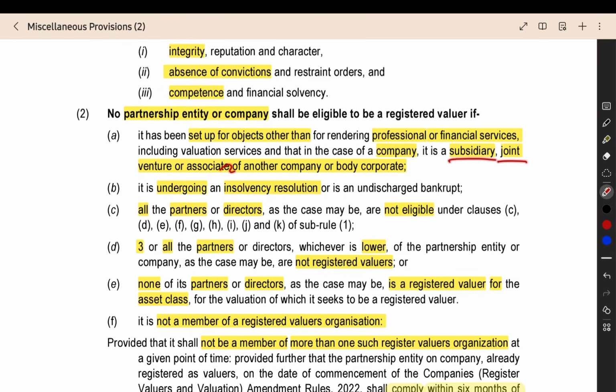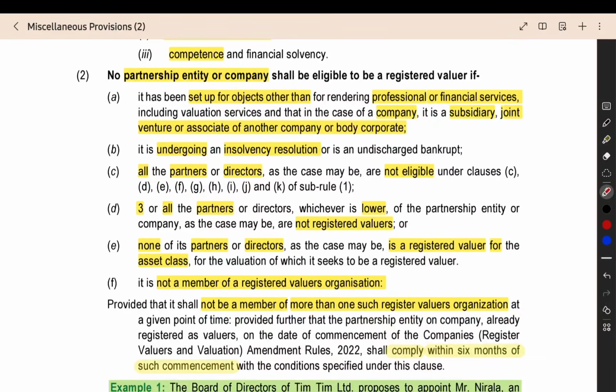It cannot be a subsidiary, joint venture, or associate. Subsidiary, joint venture, associate not allowed. You should be an independent company. Like some other people should not be influencing your company. Then, if it is undergoing insolvency resolution, not allowed.